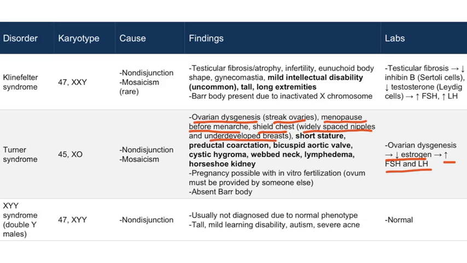Even though the ovaries are dysfunctional, pregnancy can be possible in some cases with in vitro fertilization, so long as an ovary is produced by someone else. Okay, the text in bold cannot be easily deduced based on the pathophysiology, so spend your time memorizing this information.